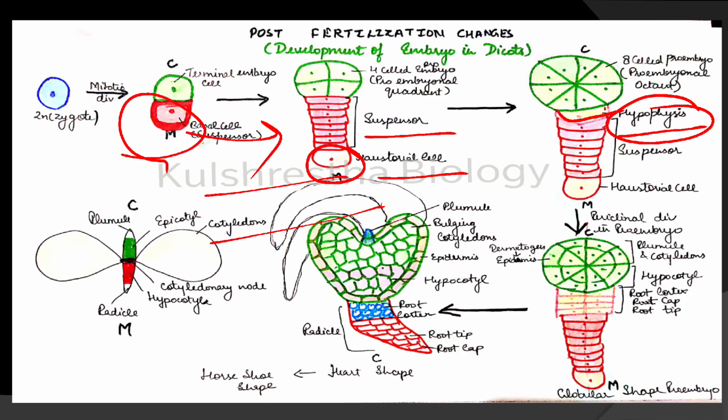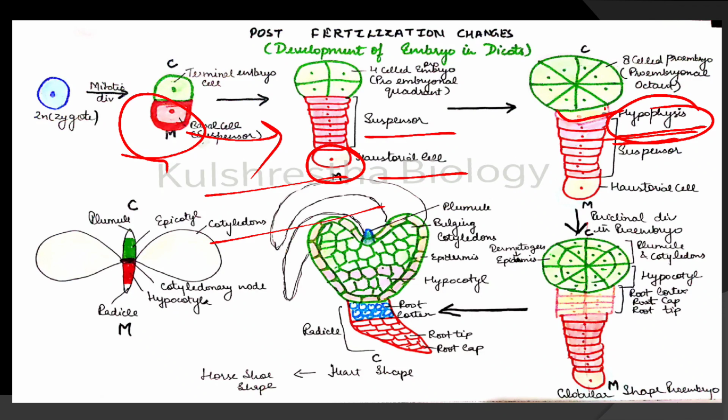You can see here this hypophysis undergoes longitudinal as well as transverse division and forms rows of cells. The row which is in contact with the embryo will form the root cortex, and the rows which are in contact with the suspensor will form the root cap and root tip. So what is it forming? It is forming the root apical meristem.